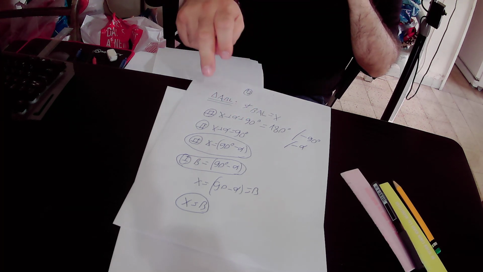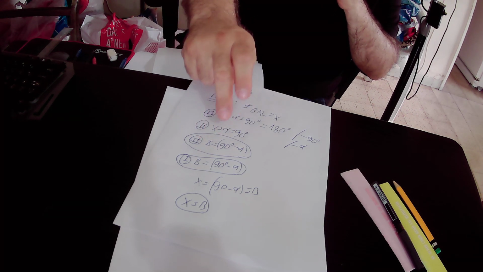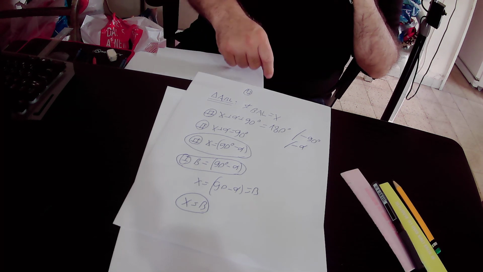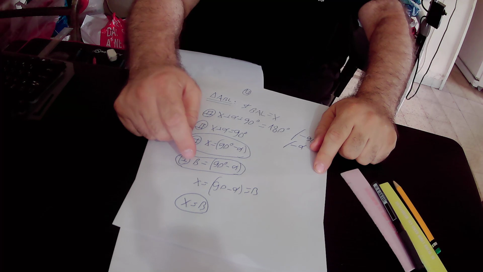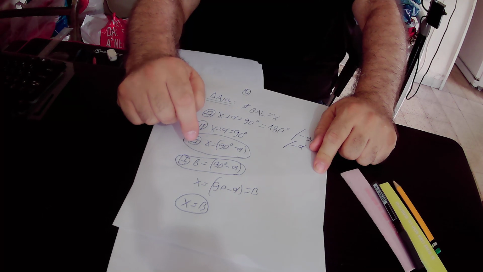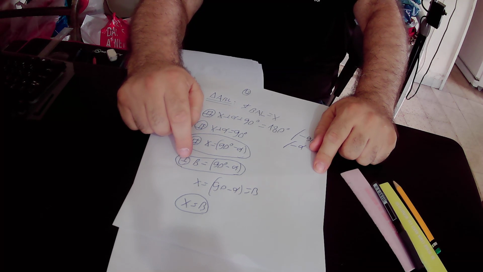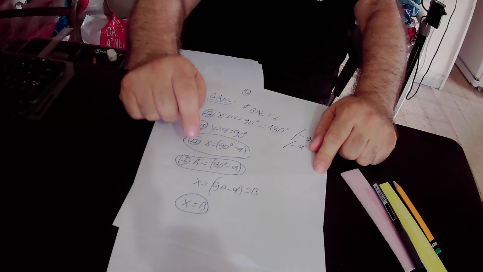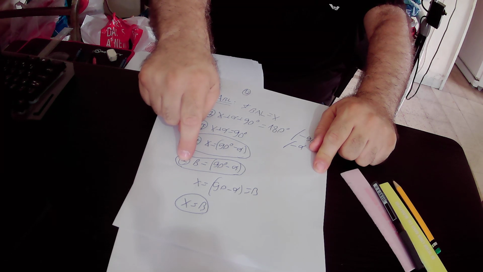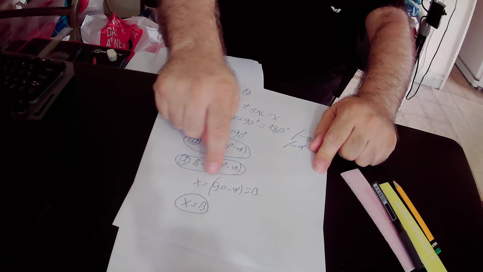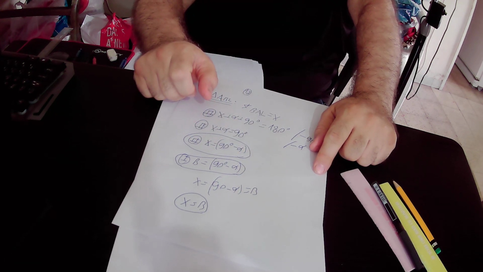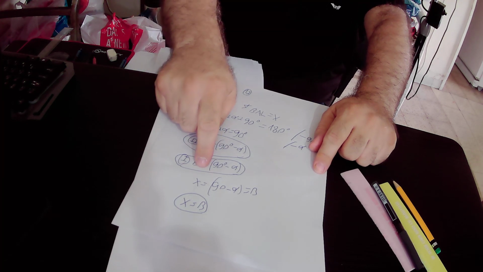But from equation number 1, we already know that beta also equals 90 degrees minus alpha. So we combined those two equations. We have equation number 2, which states that x equals 90 degrees minus alpha, and we have the first equation, which states that 90 degrees minus alpha equals beta. So we combined those two equations and got that x equals beta.